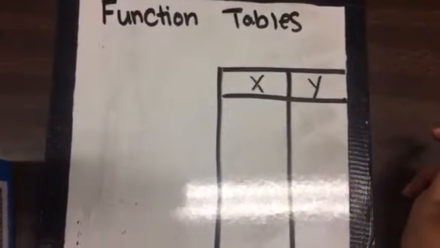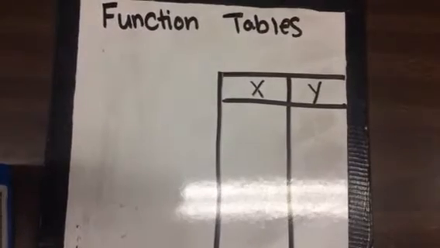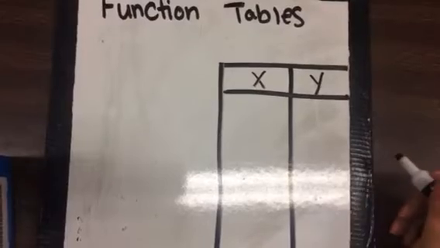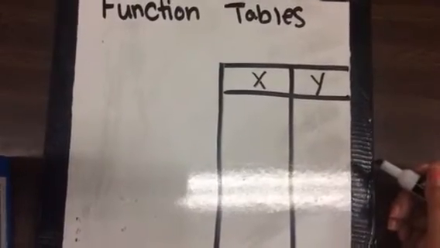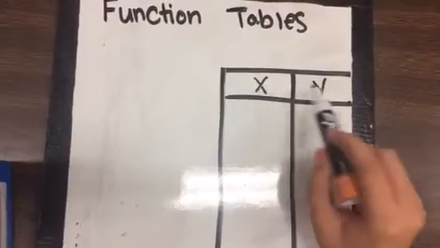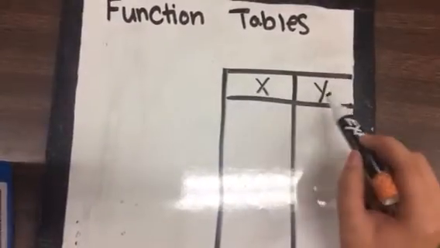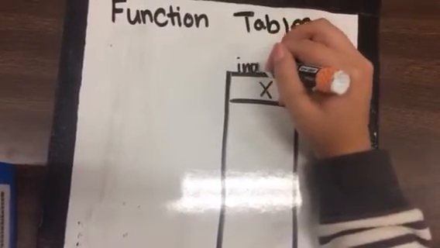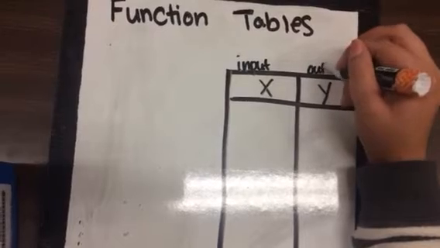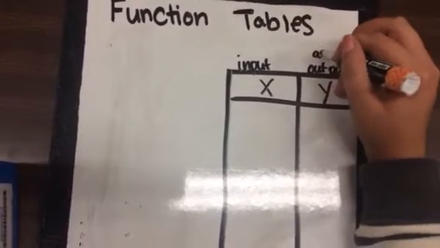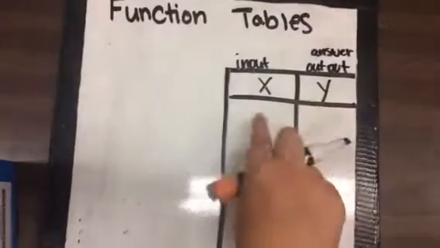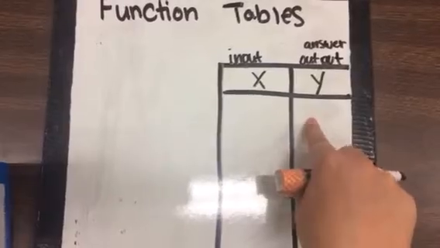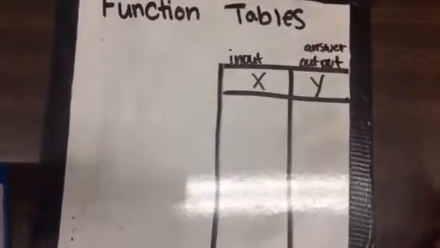Today we're going to talk about function tables. We've been talking about functions in class, and a function is like the rule that a pattern must follow. This table is a way to organize your rule. You can see that there are two variables at the top: x and y. Usually x is our input and y is our output, like our answer. Something happens to the number in the x column to get the output. So we put a number in and out comes a different number.